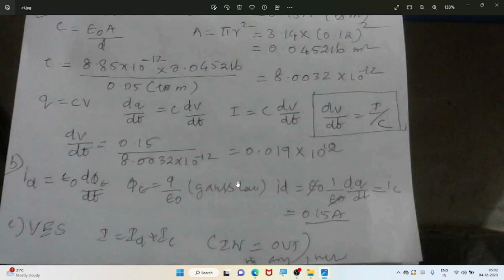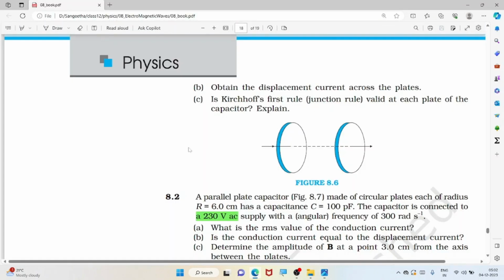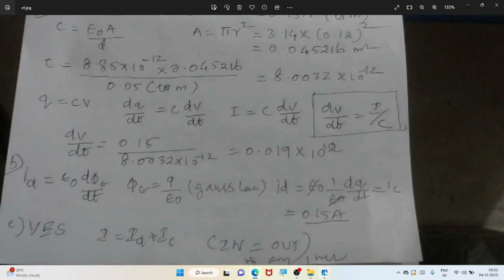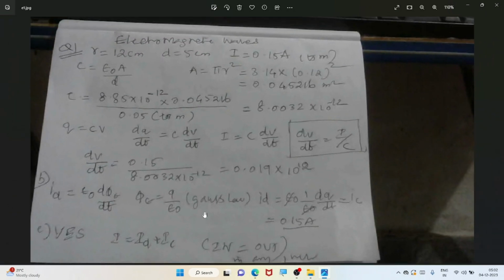Here, is Kirchhoff's first law, the junction rule, valid at each plate of the capacitor? Explain. Yes, it is applicable. The total current is displacement current plus conduction current. So the current coming into a junction is equal to the current flowing out of the junction. That is the Ampere-Maxwell law and Kirchhoff's law.